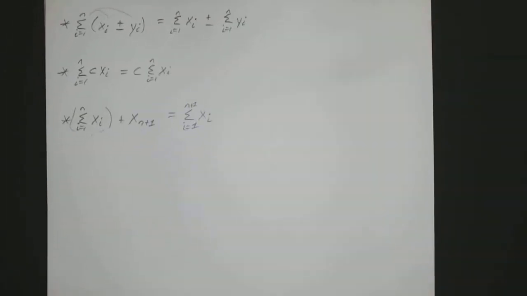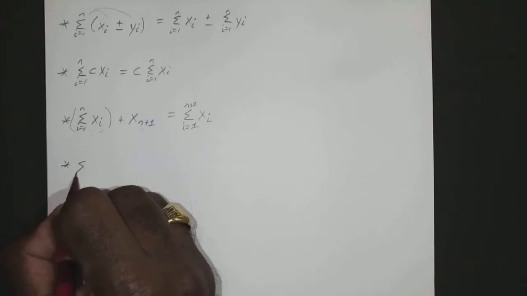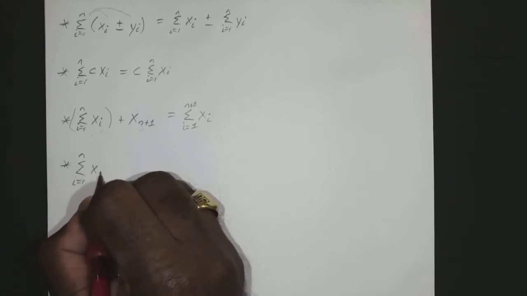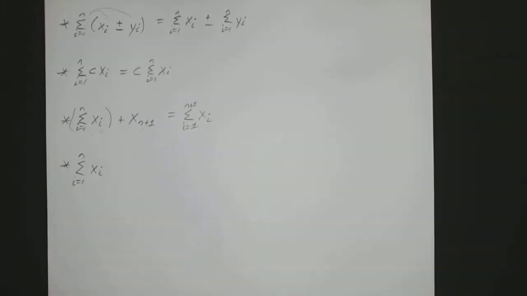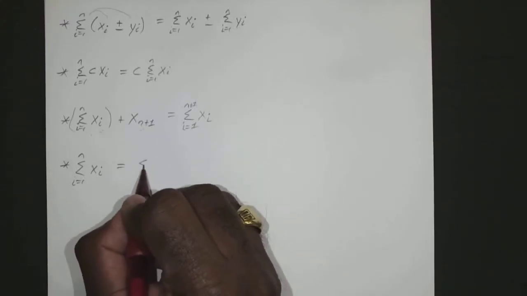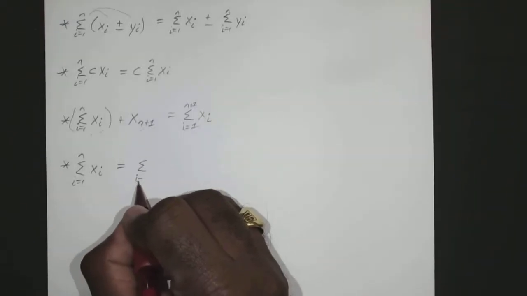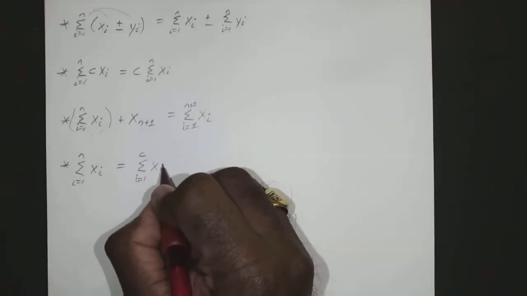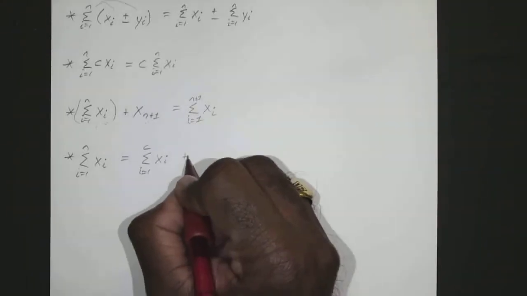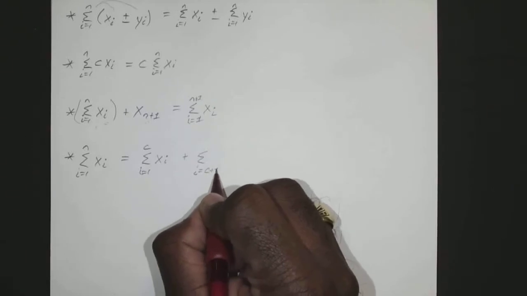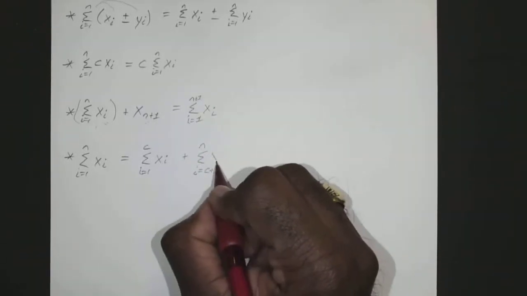And you can separate it also. So let's say you have the sum from i equals 1 to n of some x sub i. You can break it down to the first half, or it doesn't even have to be the half. You can say from i equals 1 to some constant c of x sub i, and then you can add it, then start off at c plus 1 to n of x sub i.